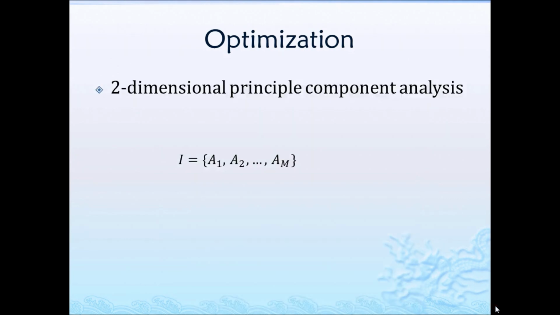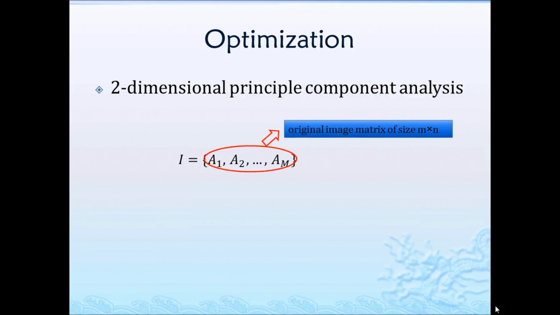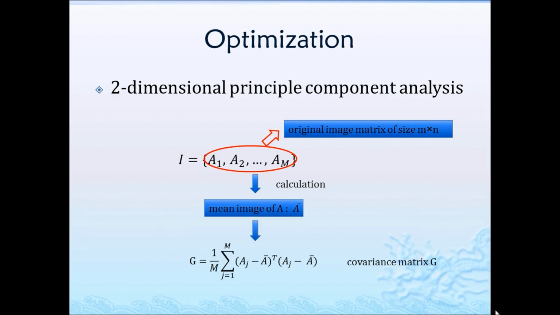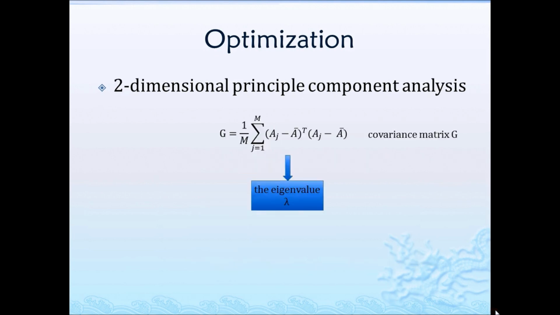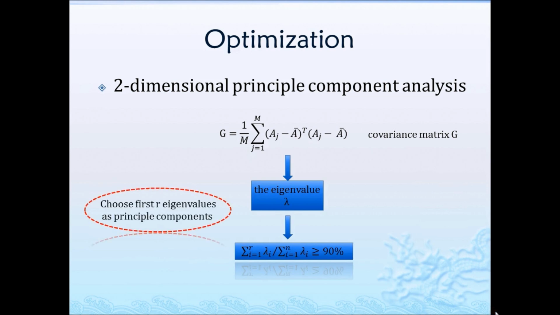Here is the introduction to two-dimensional PCA. A is the original image matrix. We also need to calculate the mean image of A. Then the covariance matrix G can be get from this formula. Just like the PCA, I also need to calculate the eigenvalue of G, which is lambda. Then I need to find R lambda that contains 19% information of original data, and this R lambda will be chosen as the principal components.